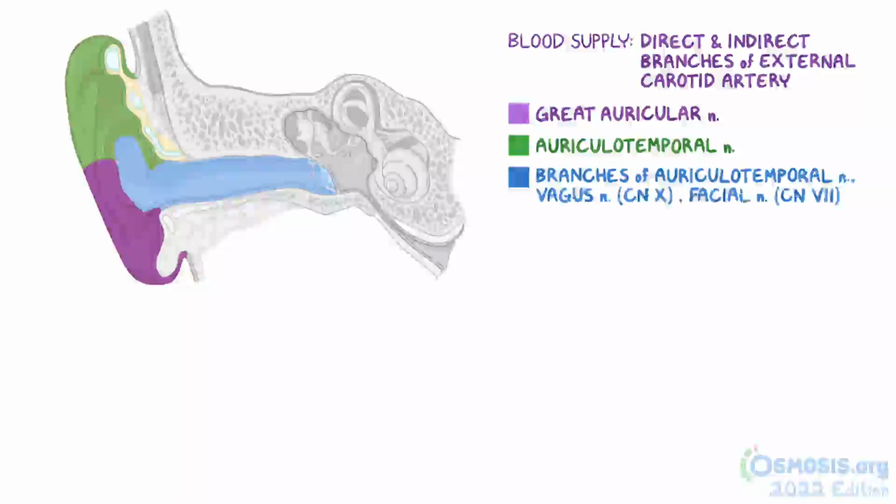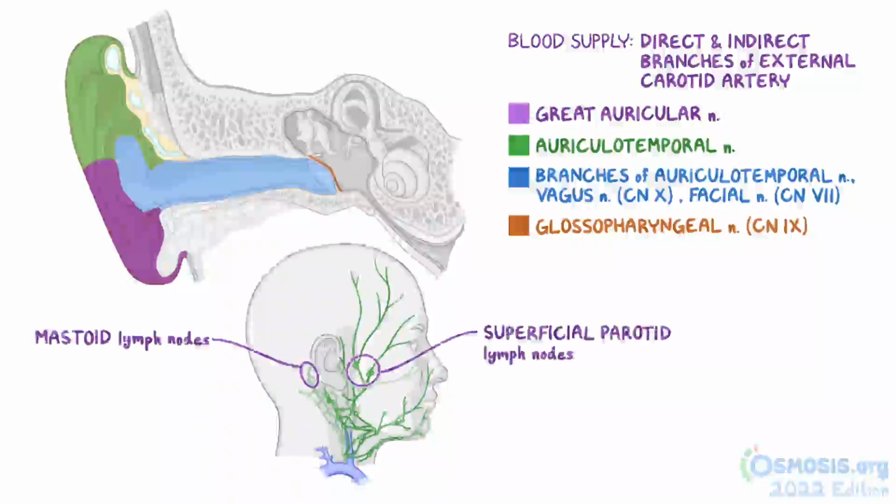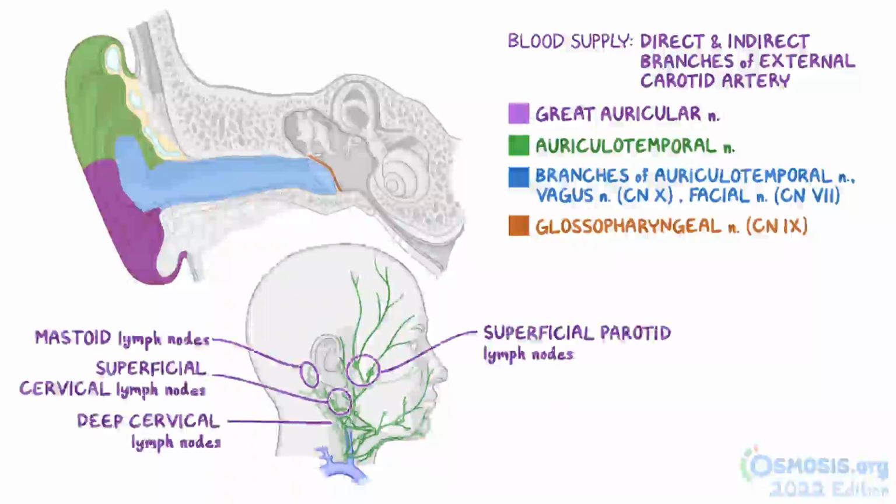Most of the external surface of the tympanic membrane is innervated by the auriculotemporal nerve, with some contributions from the vagus and facial nerves, while the glossopharyngeal nerve supplies the internal surface of the tympanic membrane. Finally, lymph of the external ear and the tympanic membrane drains into the superficial parotid lymph nodes, mastoid lymph nodes, deep cervical lymph nodes, and superficial cervical lymph nodes.